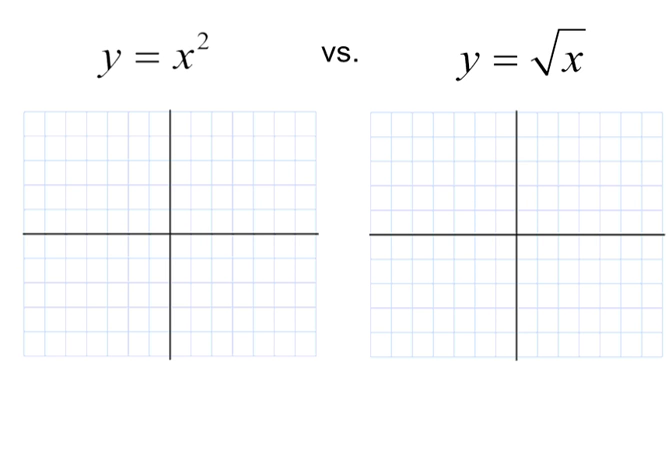In the y equals x squared, we plug in 0. 0 squared is 0. 1 squared is 1. 2 squared is 4, and so on. We know that when we have squares, we have a parabola, so we have the same thing on the opposite side.